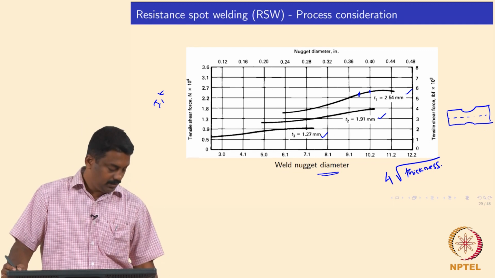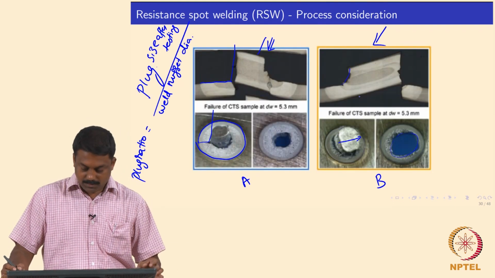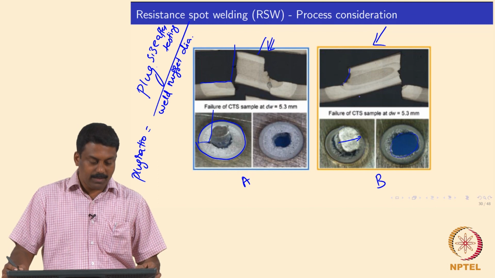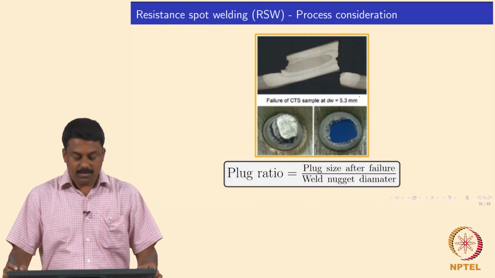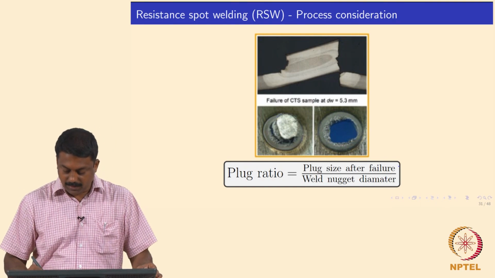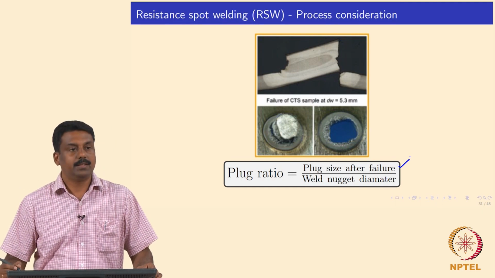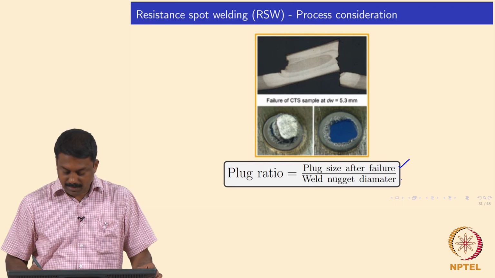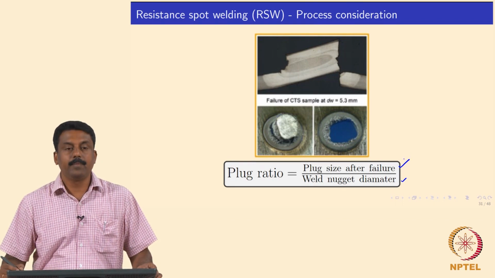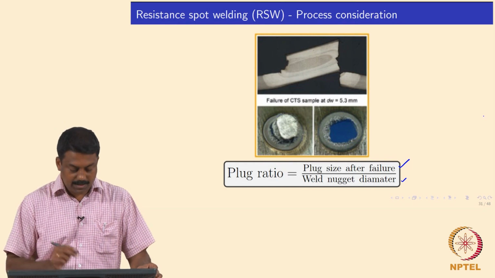Right? Good. So, this I already explained. So, how do you measure the plug ratio? Plug ratio is measured by measuring the plug size after the failure, and then taking a ratio between the plug size and the weld nugget diameter. After welding, we measure the plug ratio.